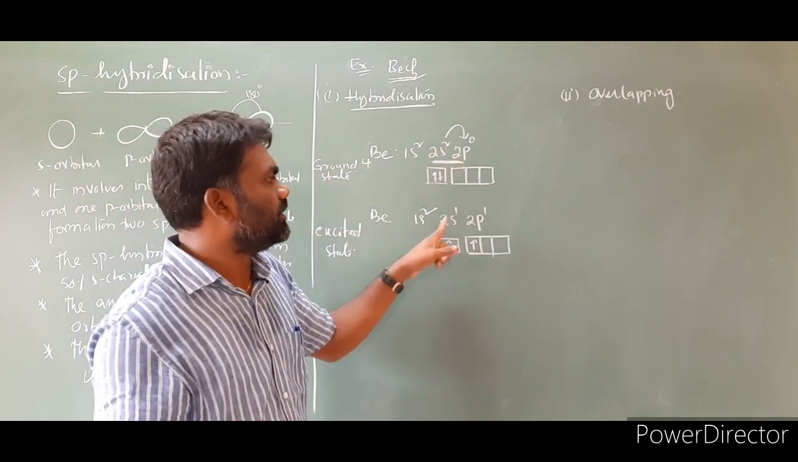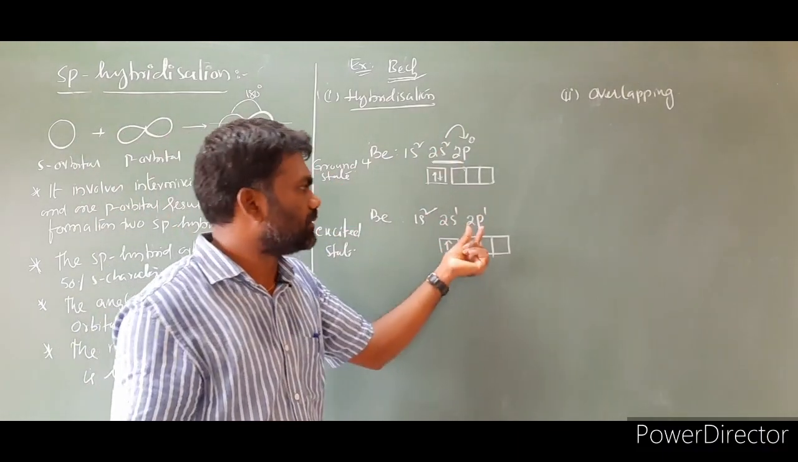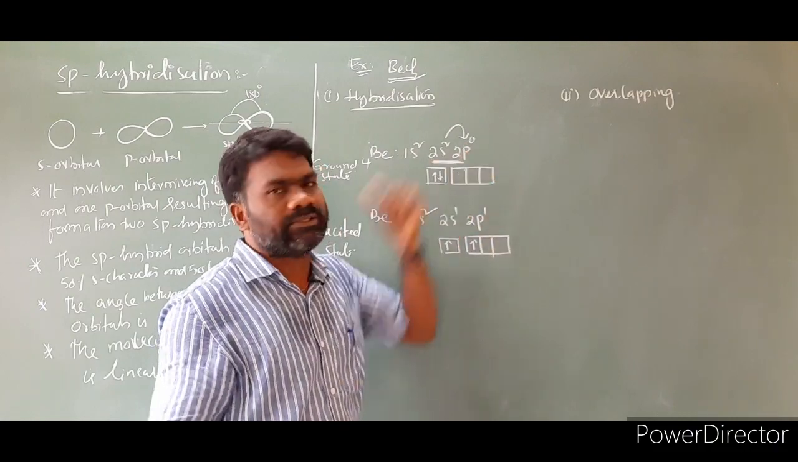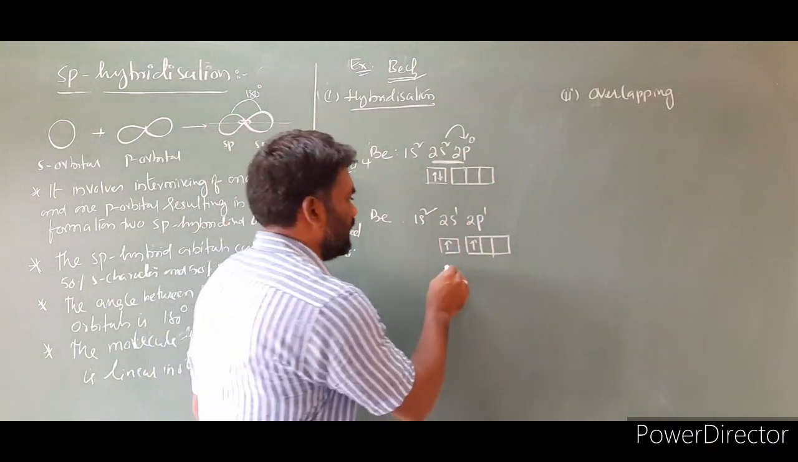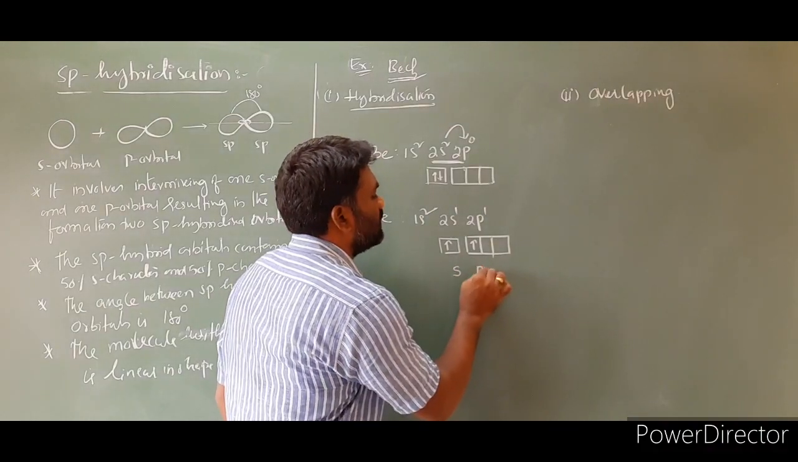The difference is an electron will jump from 2s to 2p. As a result, 2p also has one electron, initially it is 0. Clear this point. So 2s1, 2p1. How many orbitals did we get? One s orbital and one p orbital.